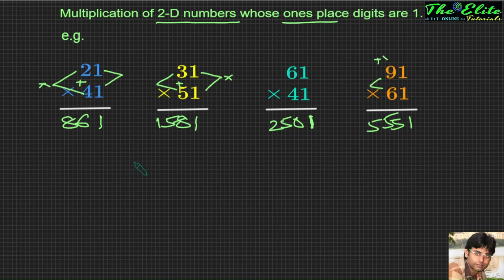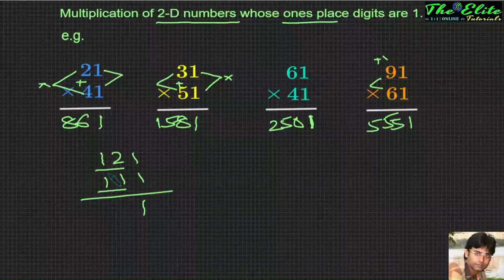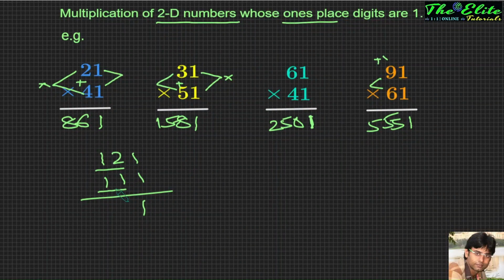Okay, so it's up to you. I mean, you can find the answers anyway, isn't it? You can try even for 3-digit numbers, for example, 121 multiplied by 111. So how can you do that? The product of unit digits is going to be 1, and now you consider 12 and 11 as your tens place digits. So 12 tens and 11 tens is here.